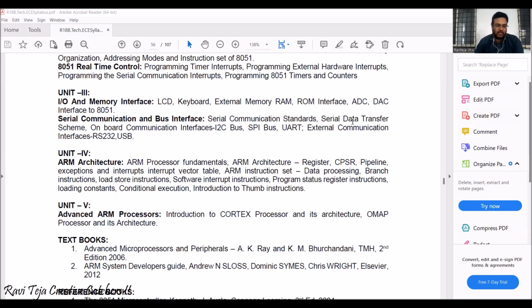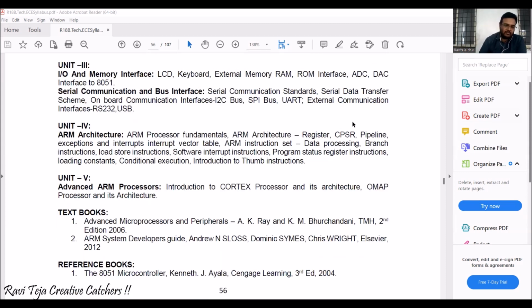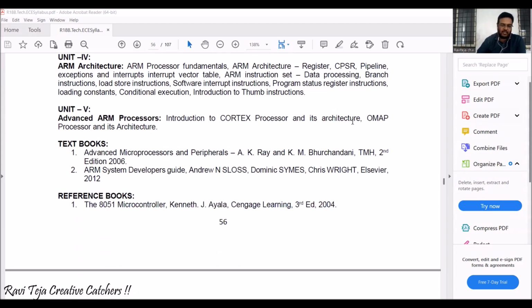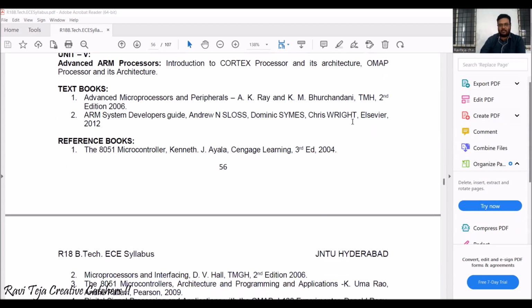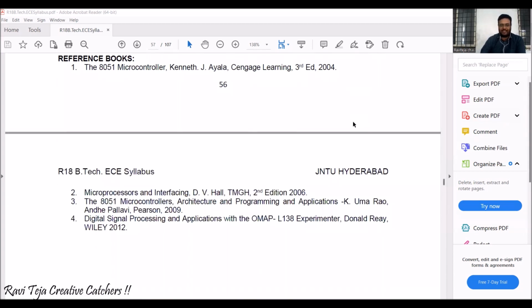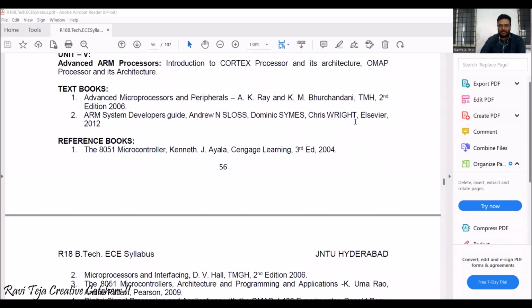JNTU has prepared a few textbooks as well as references. You can opt for Advanced Microprocessors and Peripherals by A. K. Ray, or the textbooks on the 8051 microcontroller like Kenneth J. Ayala. All these books will be helpful for your microprocessor and microcontroller subject, which is a very basic model to enter into any kind of processors or controller understanding as well as into embedded systems.